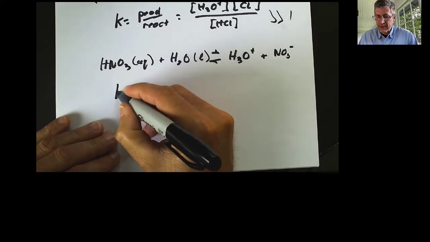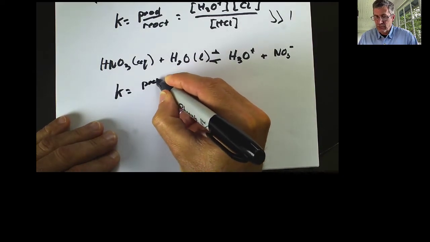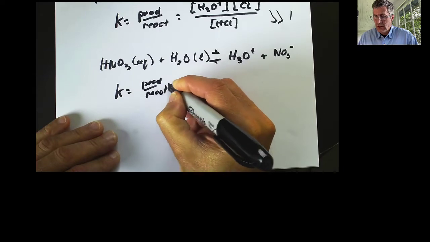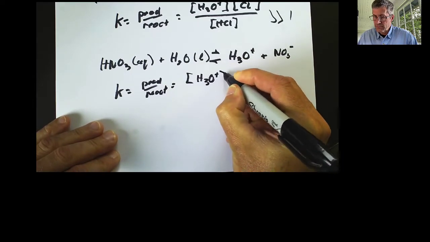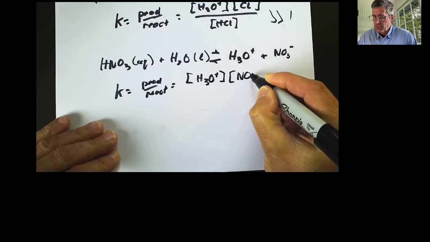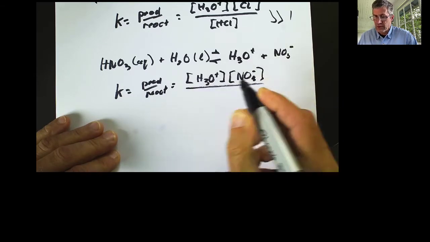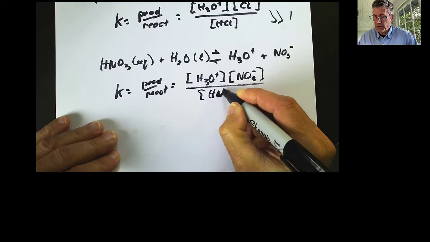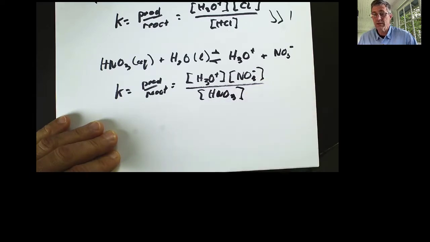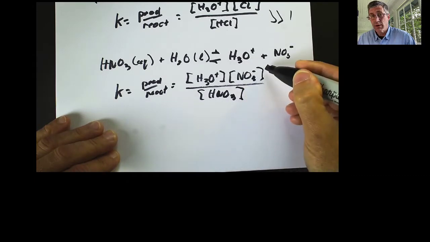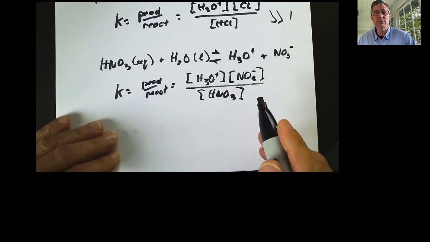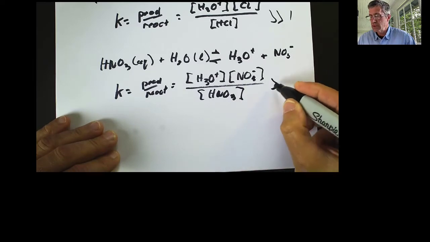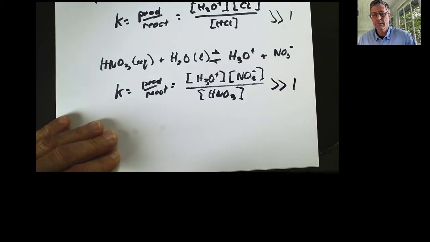When I write my equilibrium constant, this is roughly products over reactants. I'm going to have the concentration of H3O+ times the concentration of NO3- divided by the concentration of HNO3. Remember, I'm going to leave water off because it's a liquid. This is a strong acid, so I'm going to have a lot more products. It's going to dissociate almost entirely, so a lot of products and very little reactants. So my K value is going to be much greater than 1.